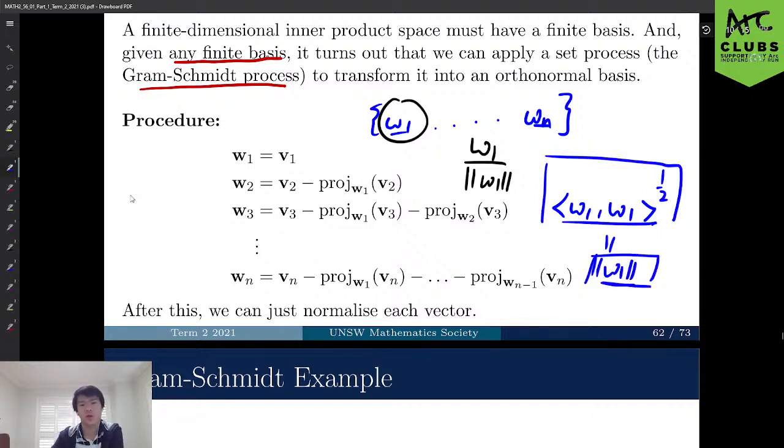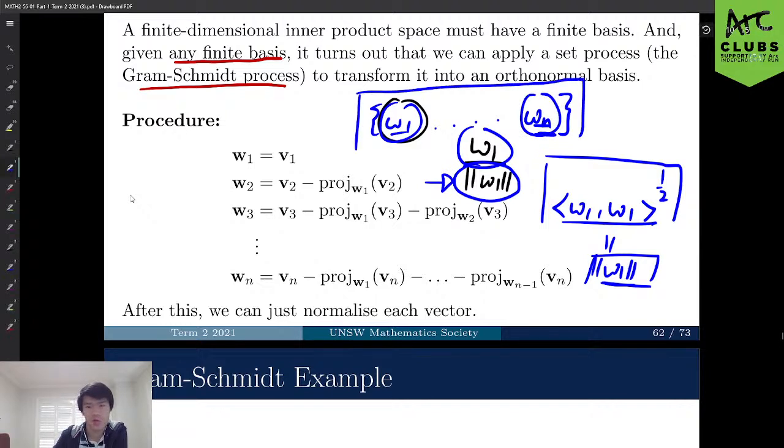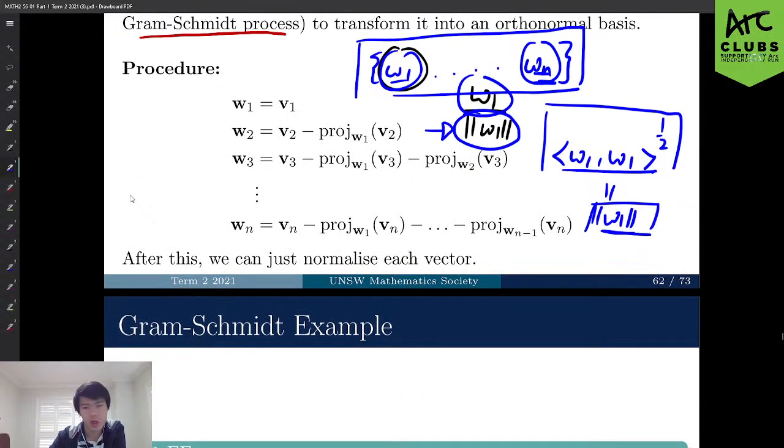Right, so we have W1, and we divide it by this norm thing. And it turns out if we do that for all of our vectors, we divide W1 by its norm, we divide W2 by its norm, we divide Wn by its norm, then we'll always have an inner product of itself with 1. So once we have this nice basis, we just divide by this, and this process is called normalizing.